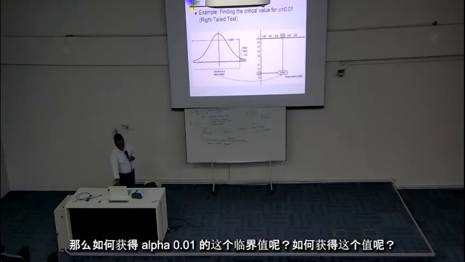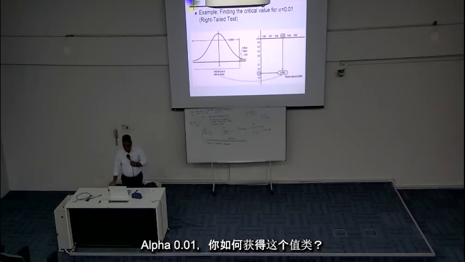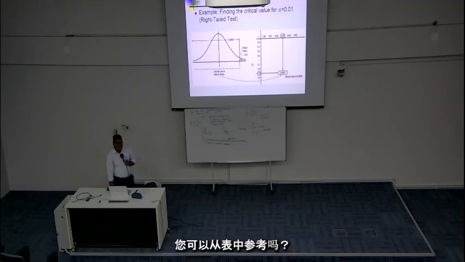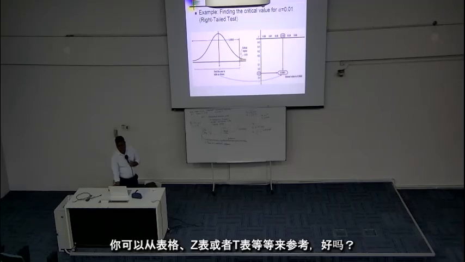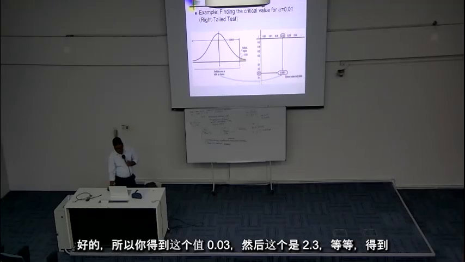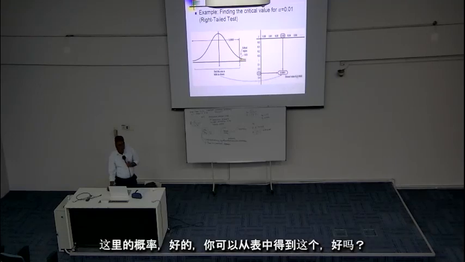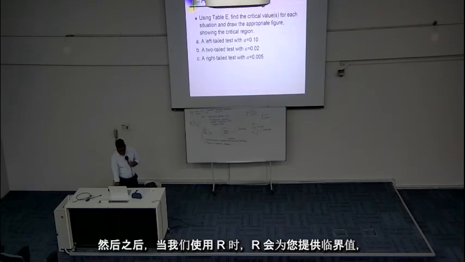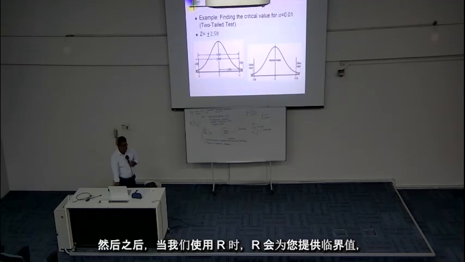So how do you get this critical value for alpha 0.01? How do you get this value, class? You can refer to the table, the Z table or T table and so on. You get this value 0.03 and then 2.3, and get the probability here. This you can get from the table. And when we use R, R will provide you the critical value.